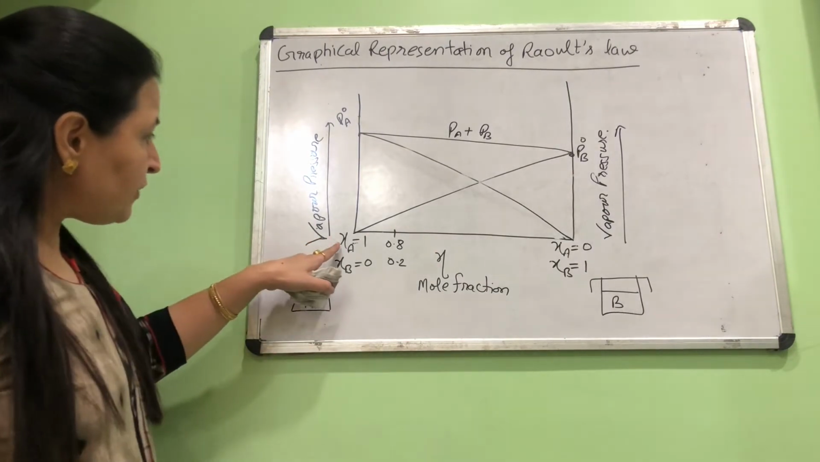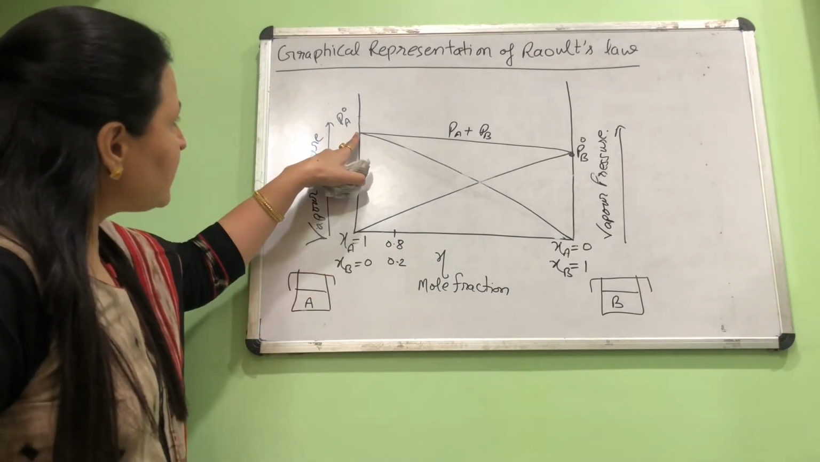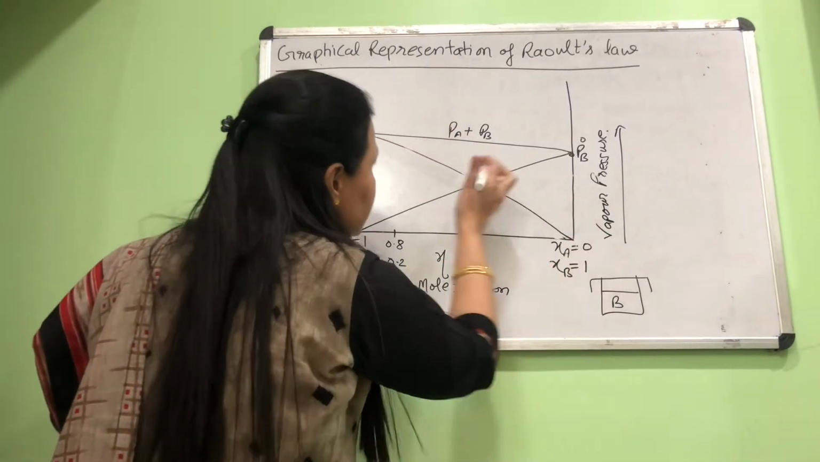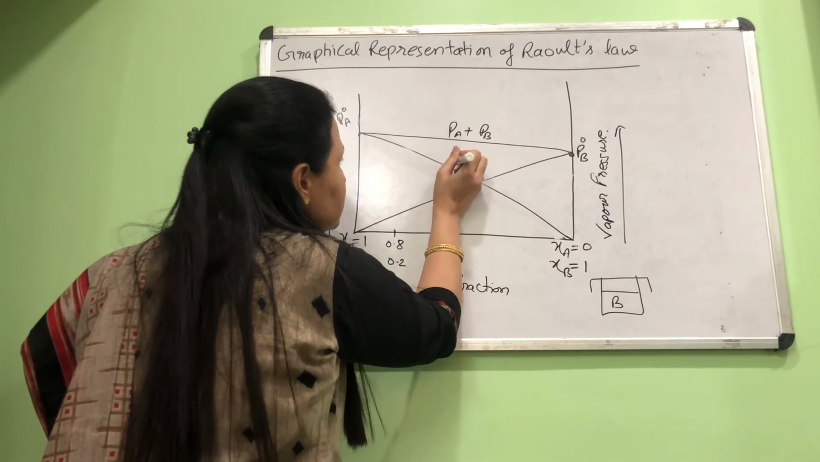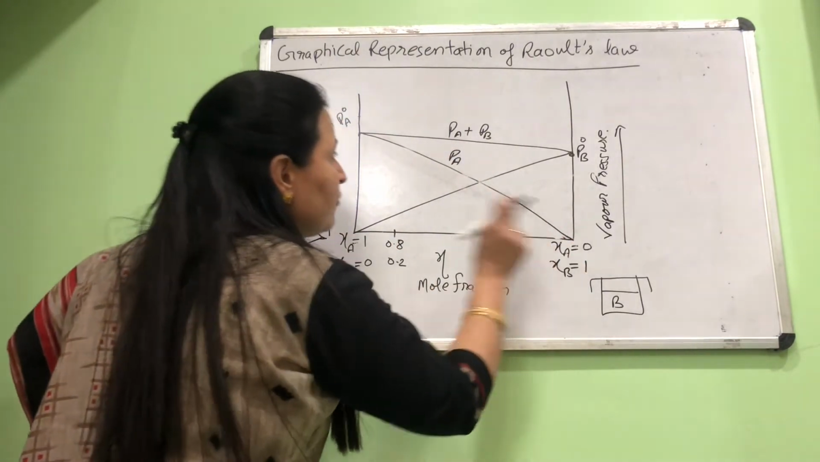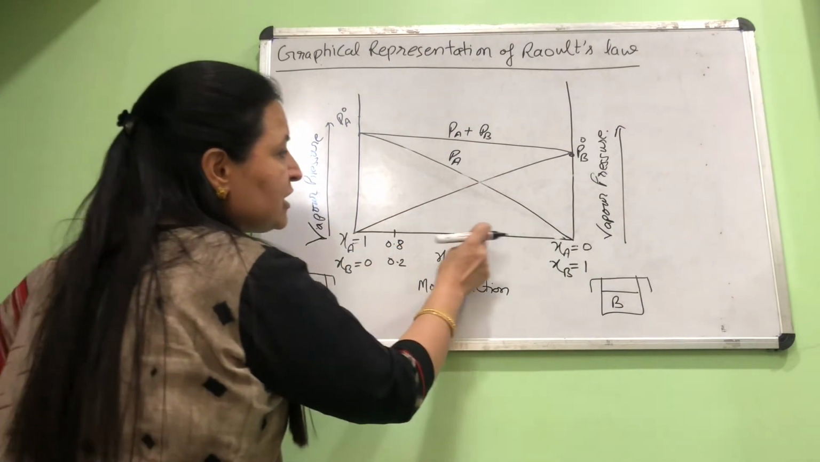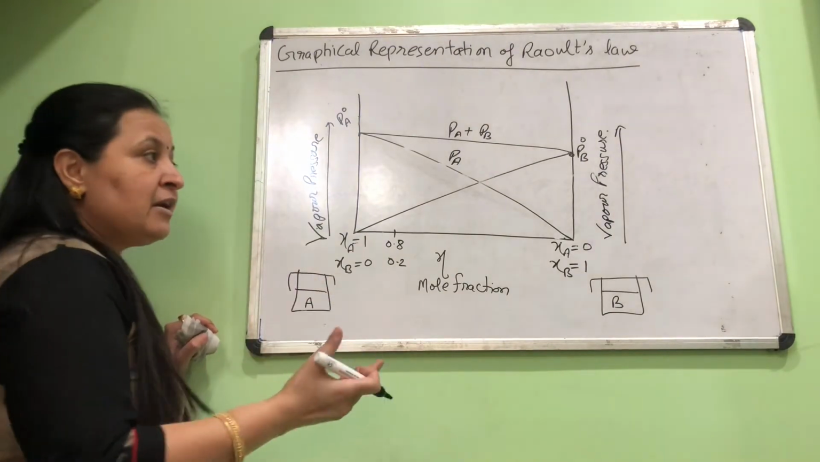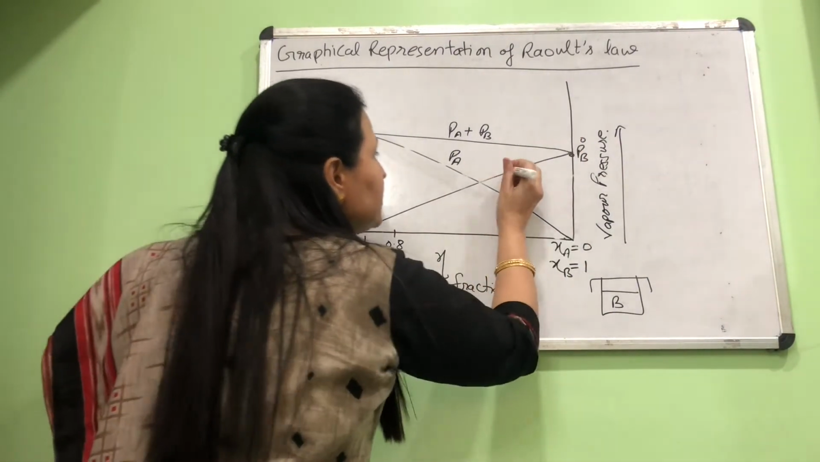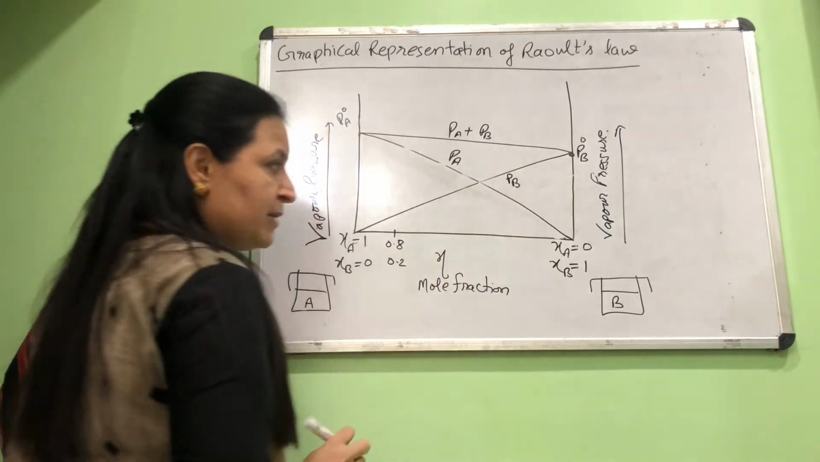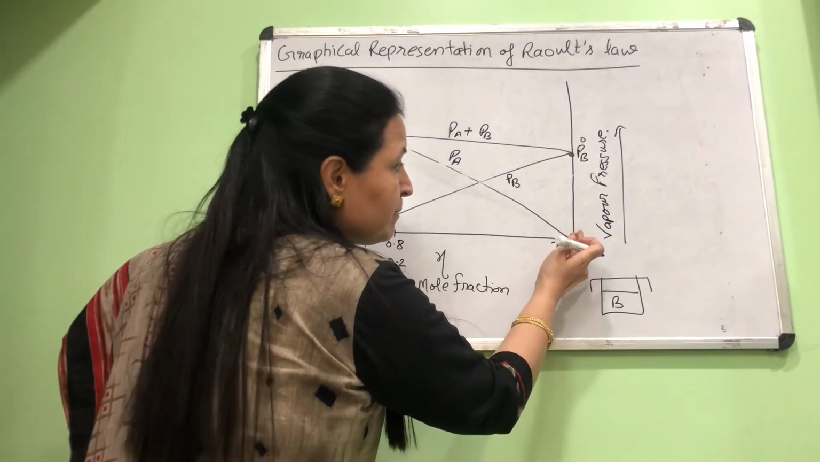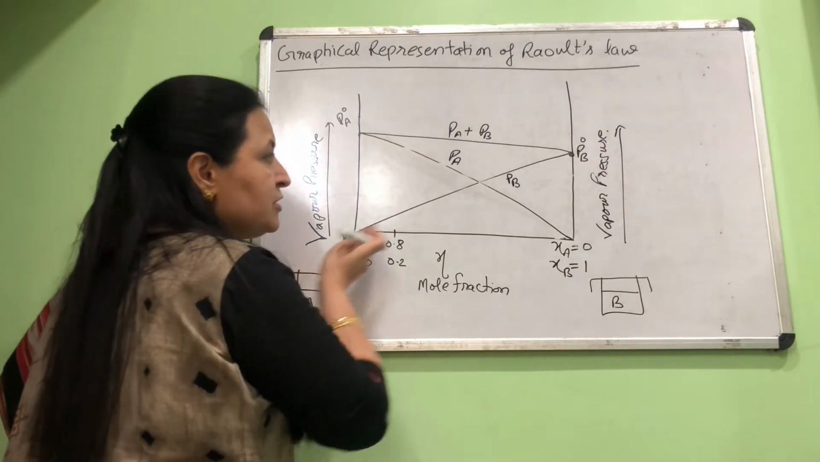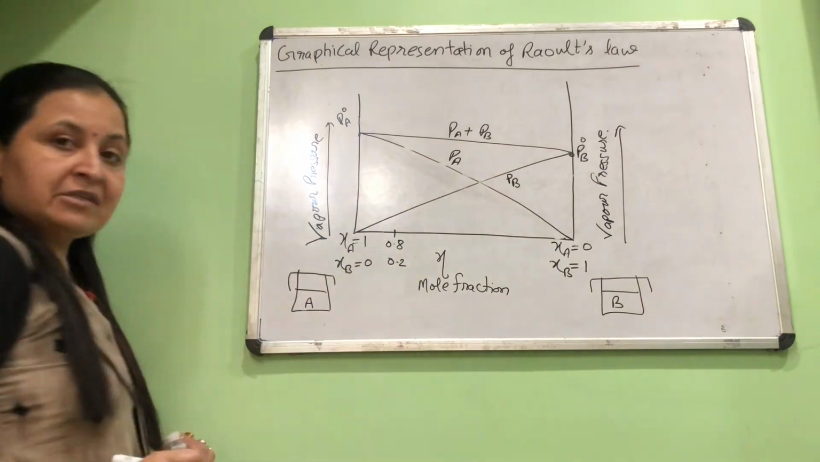As the mole fraction of A is decreasing, its partial pressure should also decrease. So what is this line showing? This line is showing the partial pressure of component A with its mole fraction. As the mole fraction along this axis is decreasing, the partial pressure of A is also decreasing. Similarly, what does this line show? This line shows the partial pressure of B. If you start moving from this end, the partial pressure of B is highest here, and as the mole fraction decreases to 0, the partial pressure also decreases to 0.